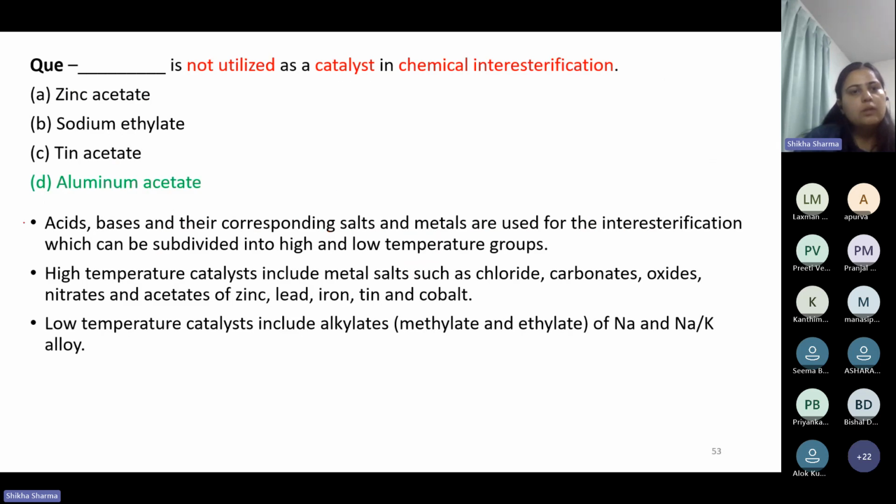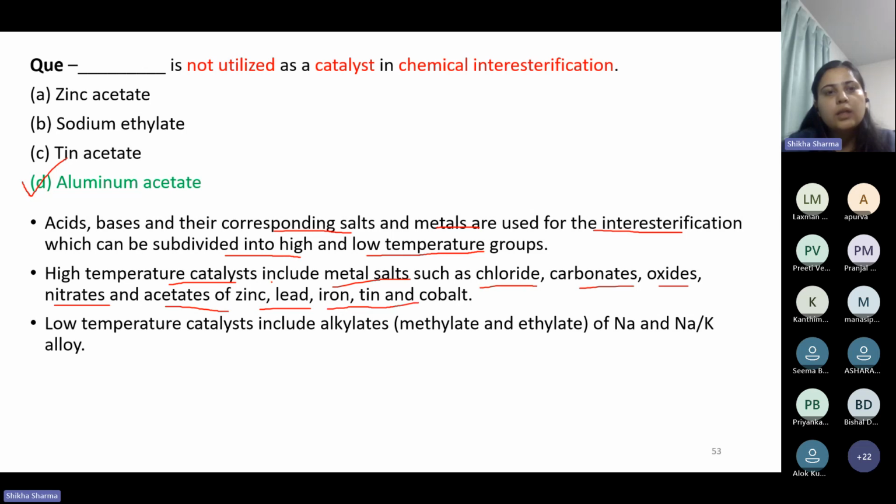Coming to our question, option D is not utilized as a catalyst in chemical interesterification. The acid bases and their corresponding salts and the metals are basically used in the interesterification process, which can be subdivided into high or low temperature groups. The high temperature catalysts include mostly metal salts such as the chlorides, carbonates, oxides, nitrates, and acetates of zinc, lead, iron, tin, and cobalt.